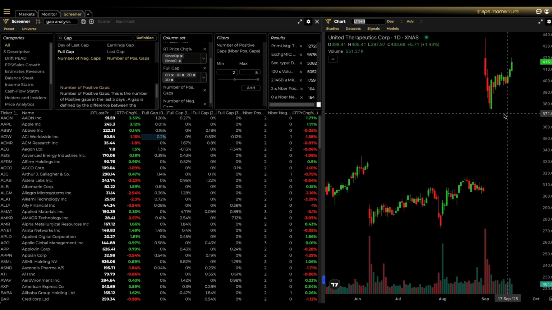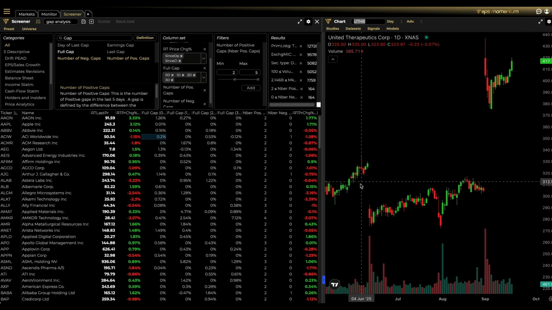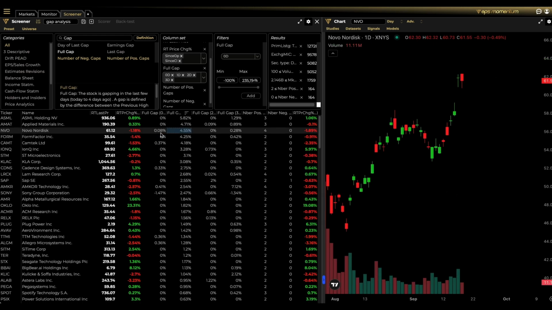Hi, today we're talking about gap analysis, a simple but powerful way to see which stocks are being aggressively pushed by investors. A gap happens when a stock opens significantly above the high or below the low of the previous day's candle, regardless of the time. It shows strong buying or selling pressure between one day's close and the next day's open.